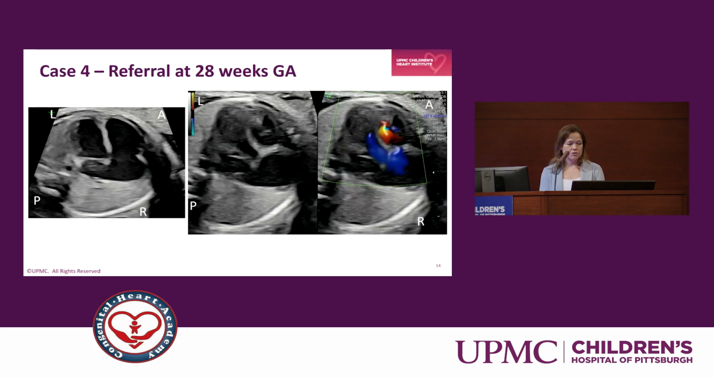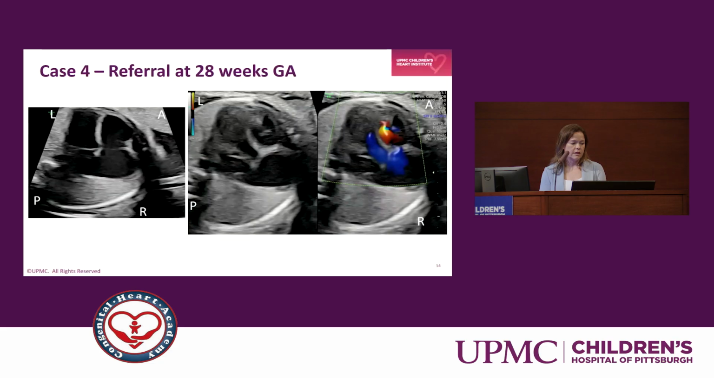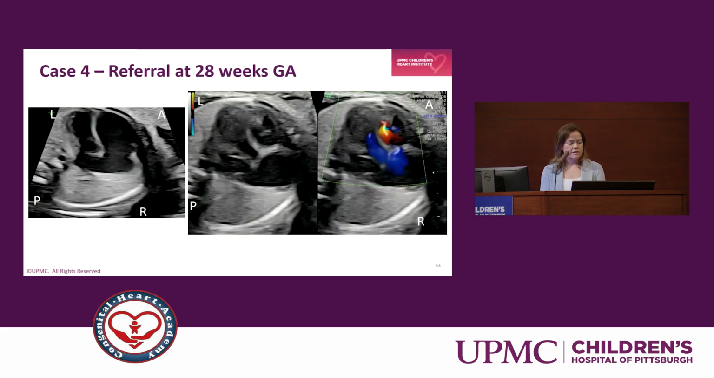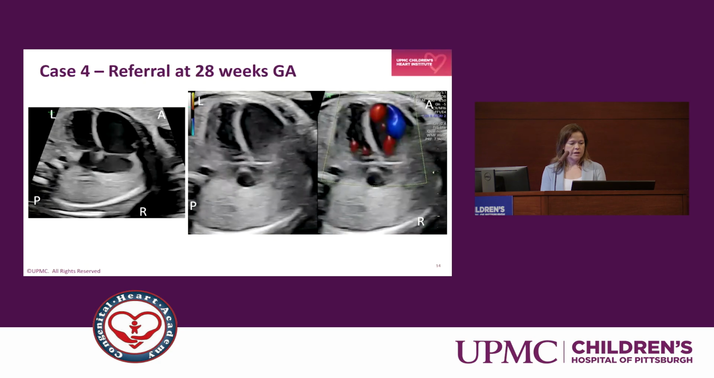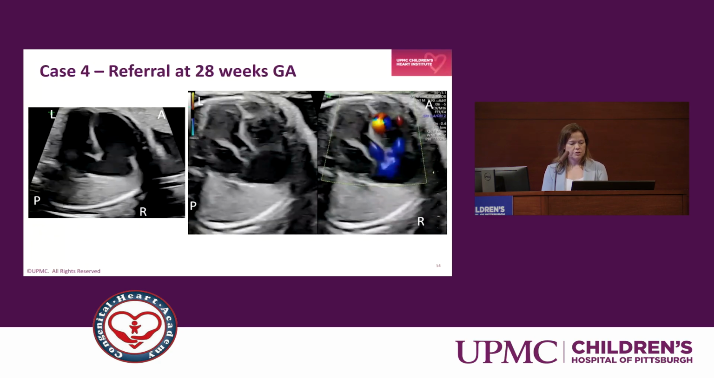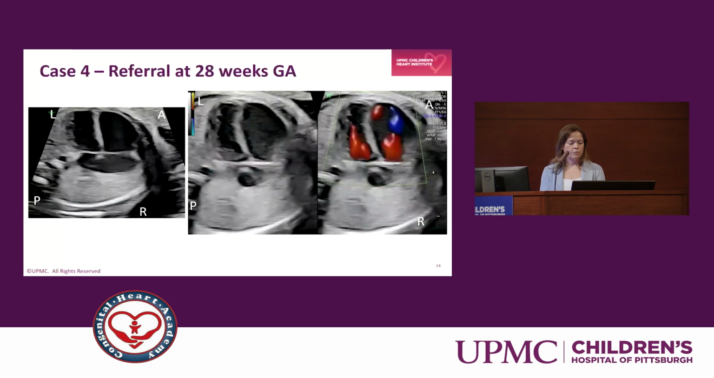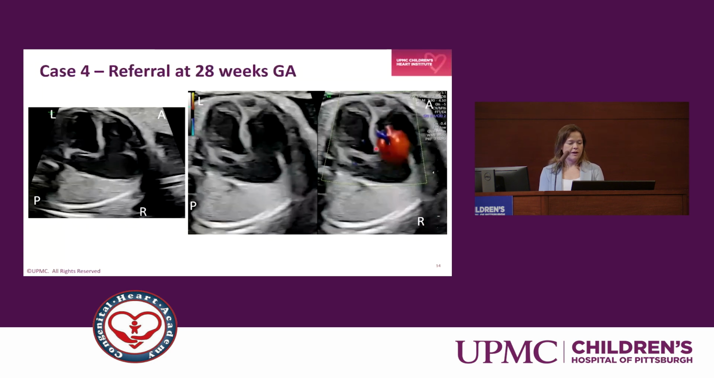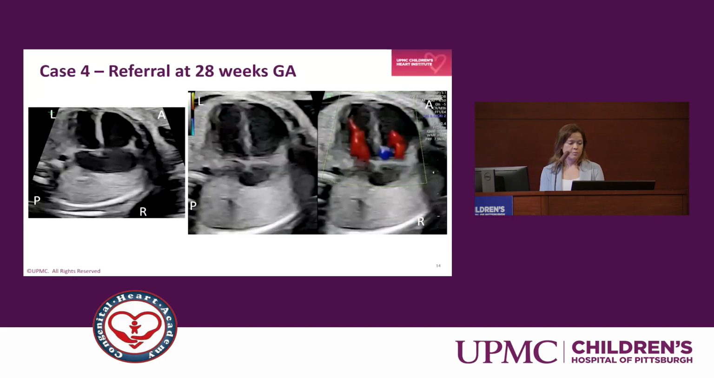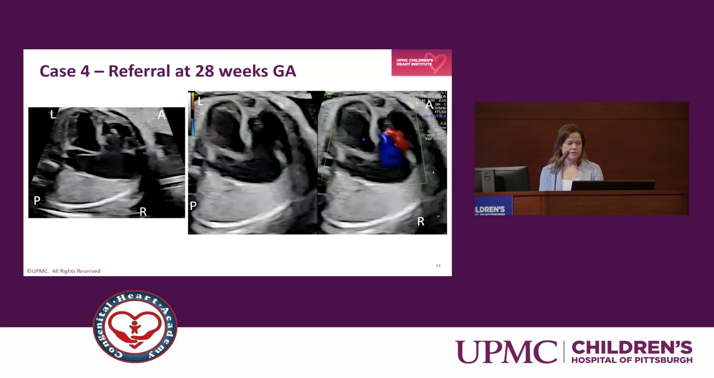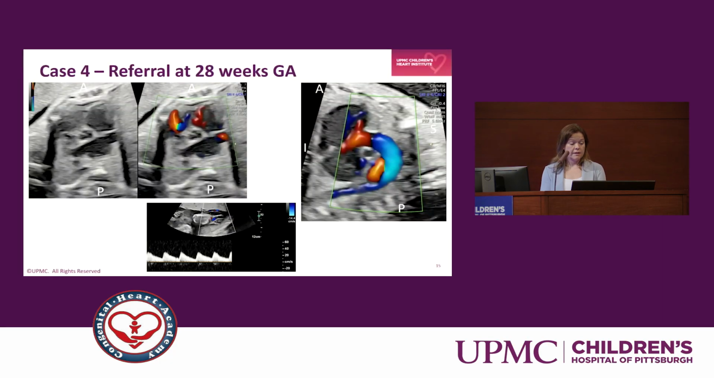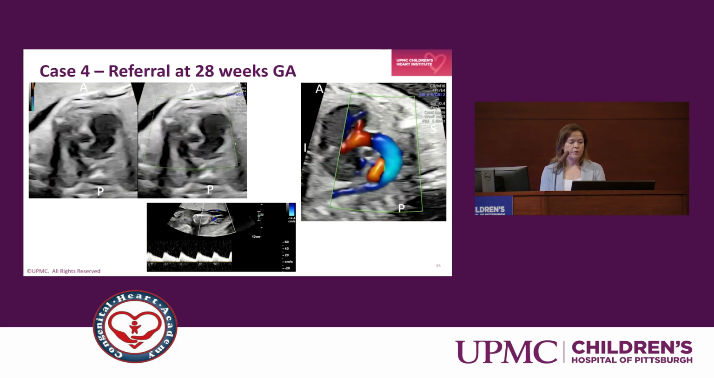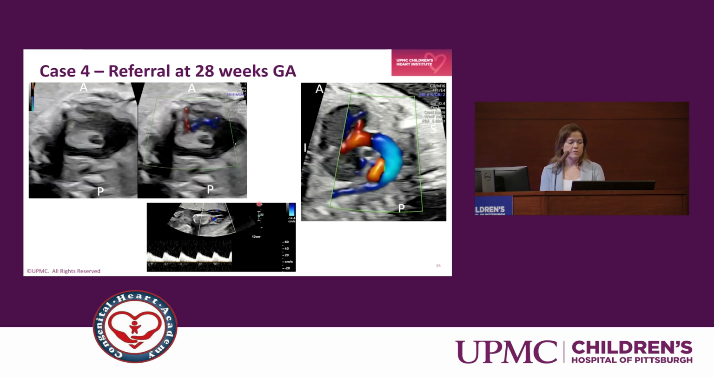In this last case that I'll show, this was a referral to us at 28 weeks gestation, initially seen at an outside practice. And at 28 weeks, there's cardiomegaly and the tricuspid valve anatomy, although not clearly shown here. There was to-and-fro flow at the tricuspid valve annulus, consistent with pretty significant tricuspid insufficiency and distal displacement of the tricuspid valve leaflets. At 20 weeks gestation, the fetus was noted to have pulmonary insufficiency.